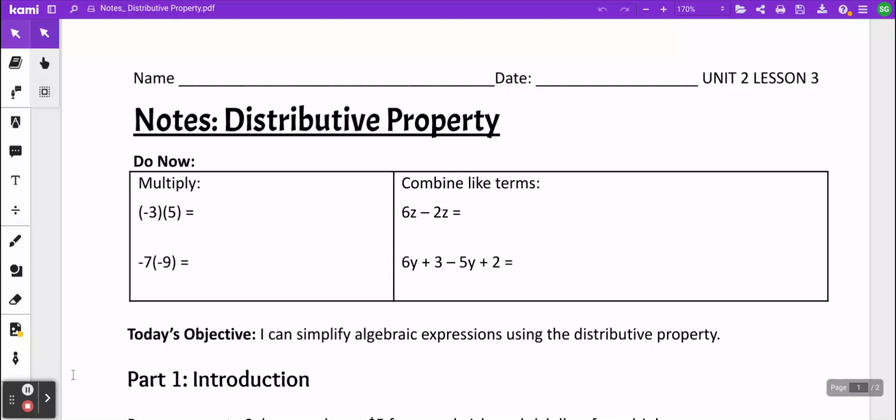Hello, math students. This lesson is going to be on the distributive property. Right here under the Do Now, I've got questions on the two math skills you need in order to be successful in this lesson. Go ahead, pause the video now and try those 4 questions, and then come back to get some answers.